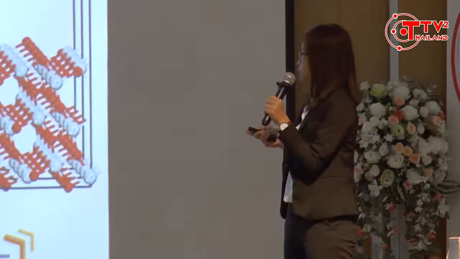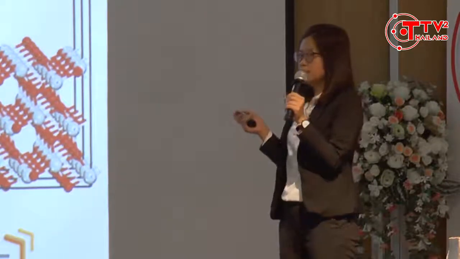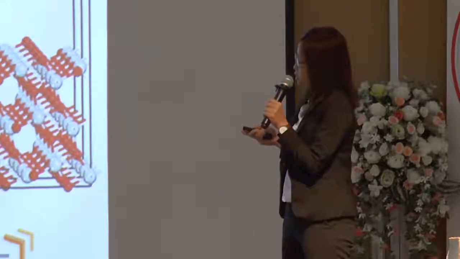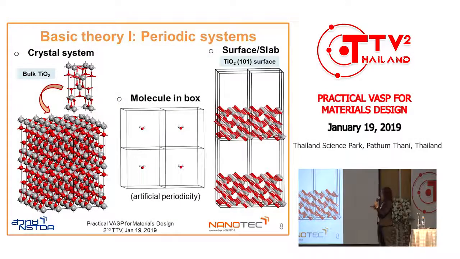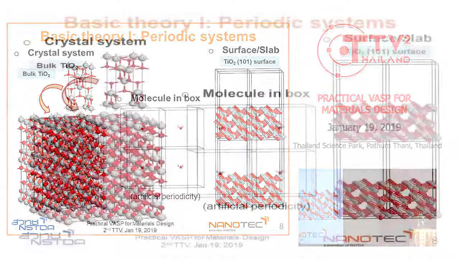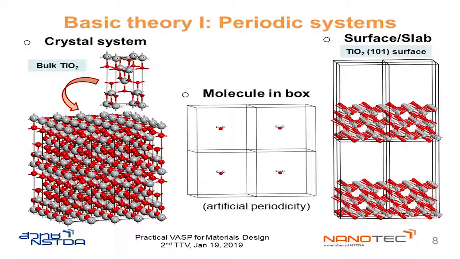Or you can calculate a molecule in a box. When you put the molecule in a box, if the dimension of the cell is large enough to prevent interaction between the molecule and its replica, you get the property of the isolated molecule. And here is an example of a surface or slab system.